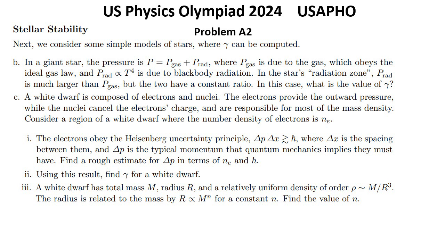Part 3. A white dwarf has total mass m, radius r, and a relatively uniform density of order ρ ~ m over r cubed. The radius is related to the mass by r proportional to m^n, for a constant n. Find the value of n.